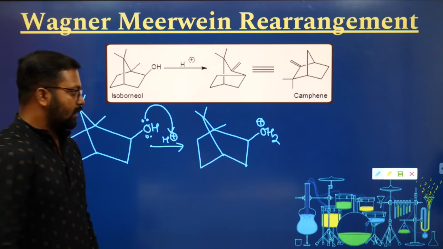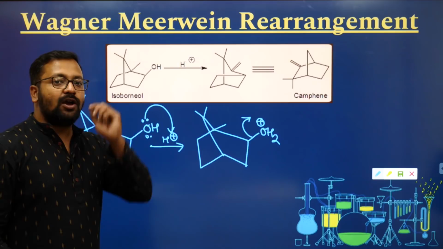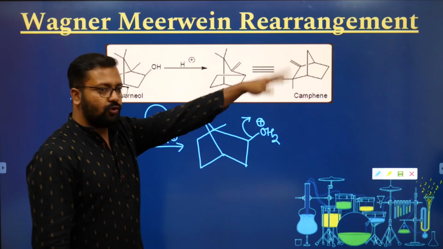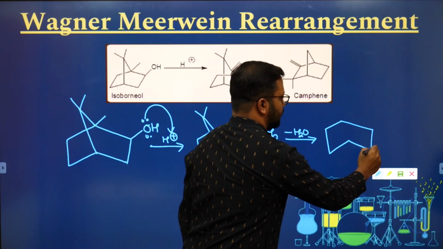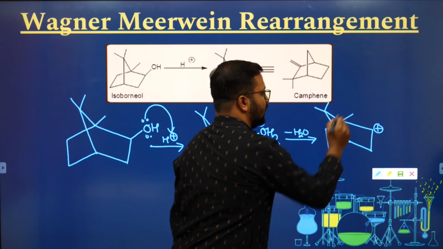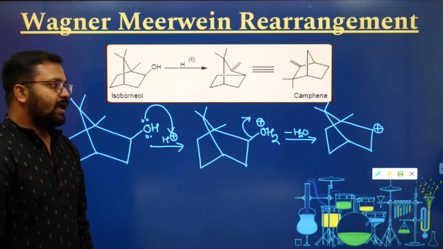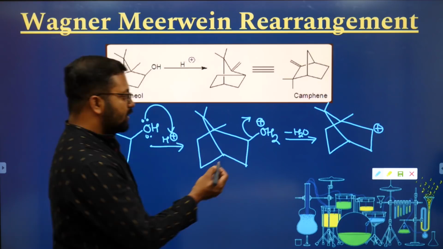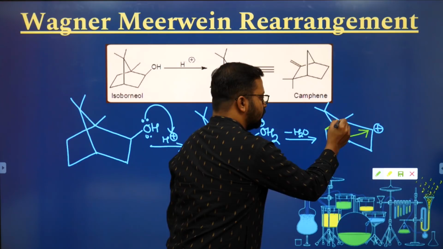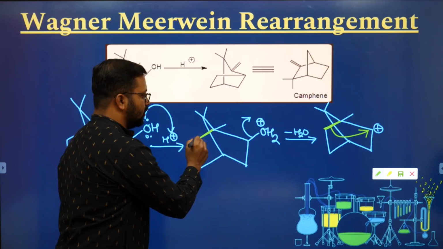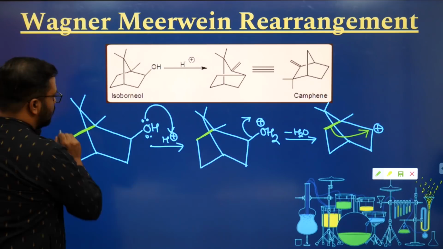Then this bond will break because rule of thumb kya hai, jaise hi oxygen pe positive charge aaya apne bond break kar dena hai uska. If there is OH2, you have to remove it as water. I will be getting a carbocation like this. Okay, now what happens is a very special type of rearrangement. This bond moves over here. This one. I'm labeling this bond over here in all the structures. So this bond moves.